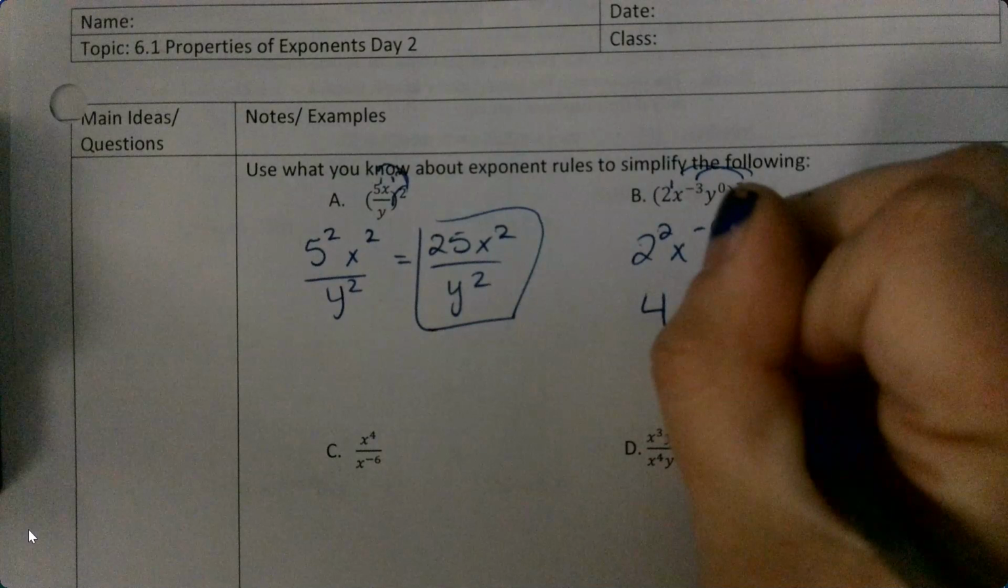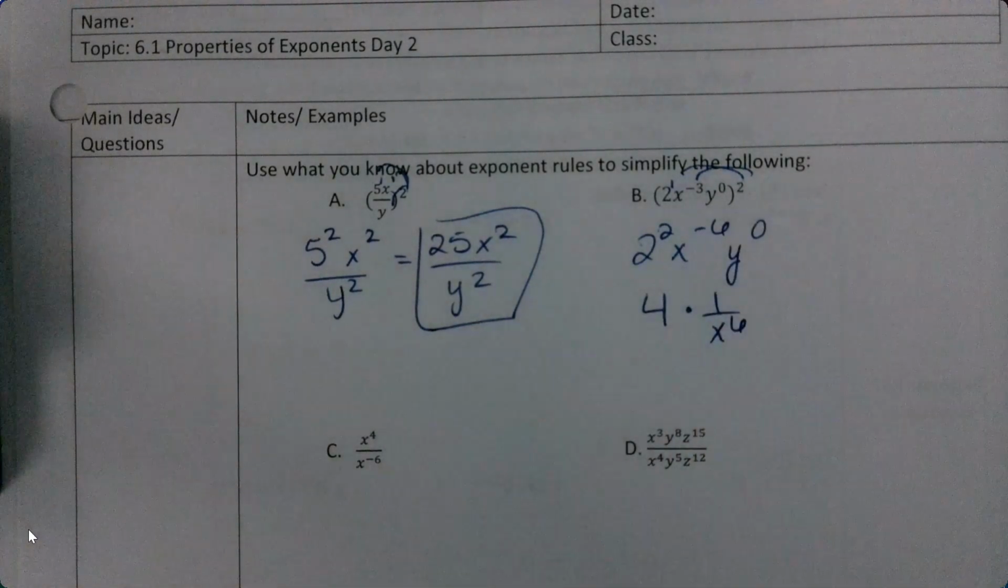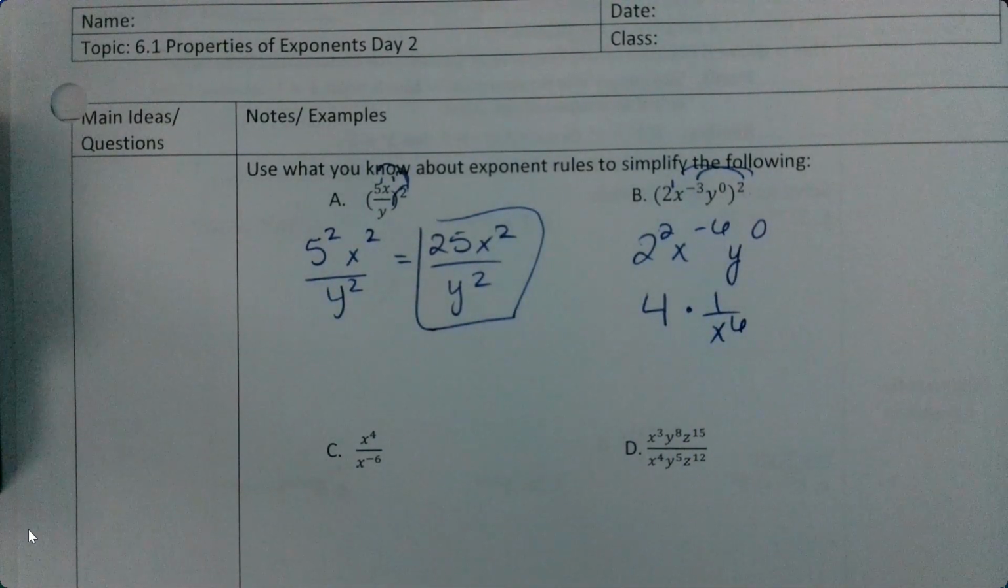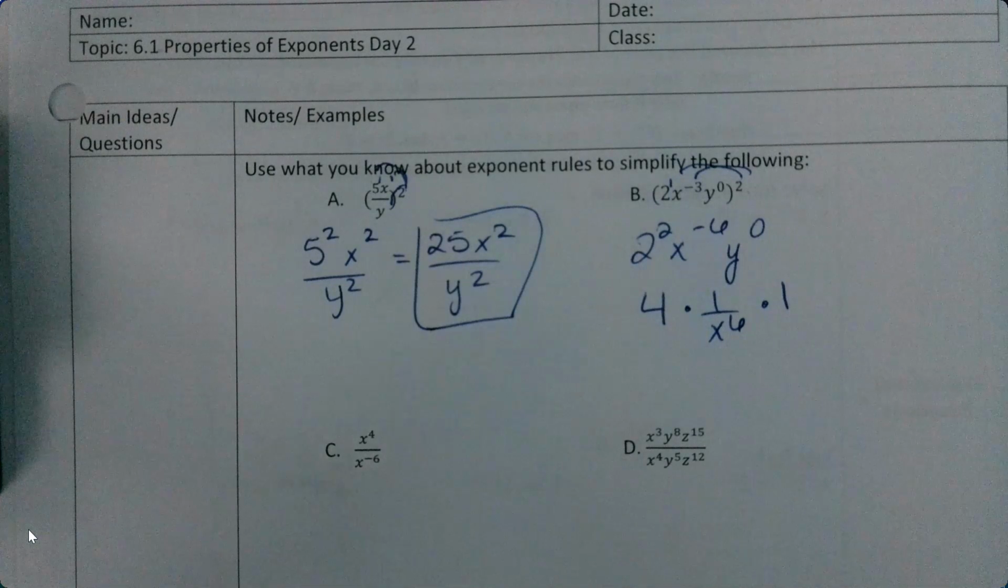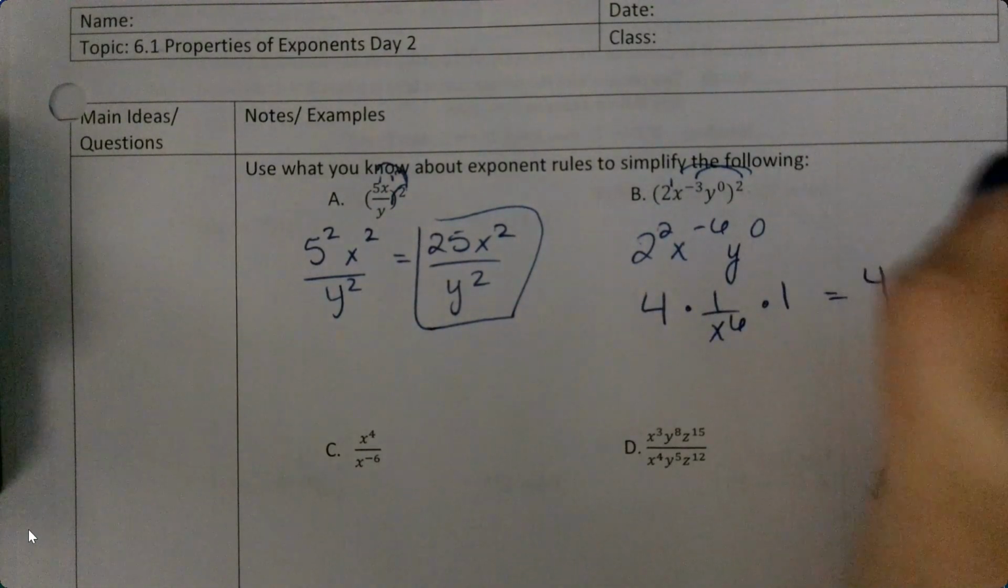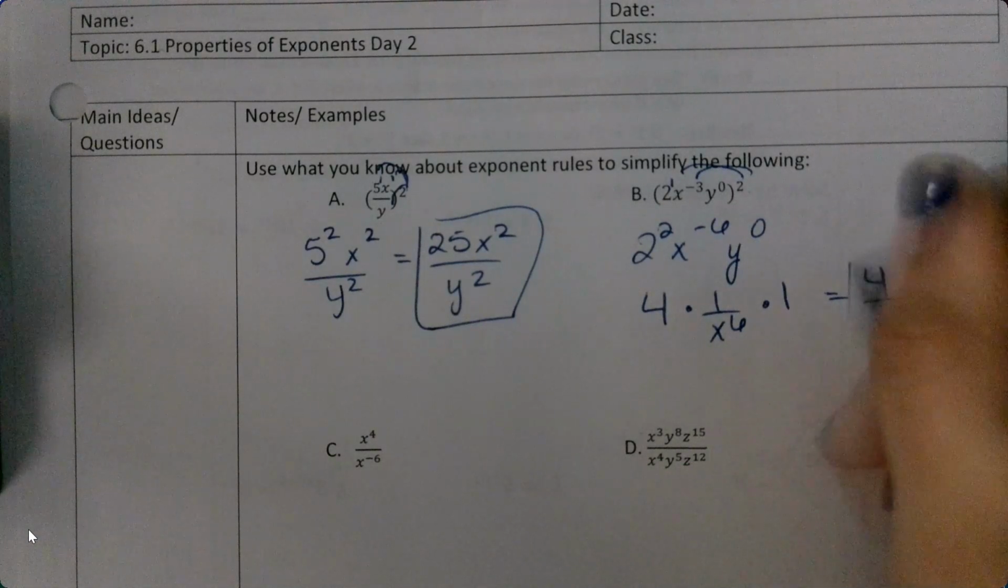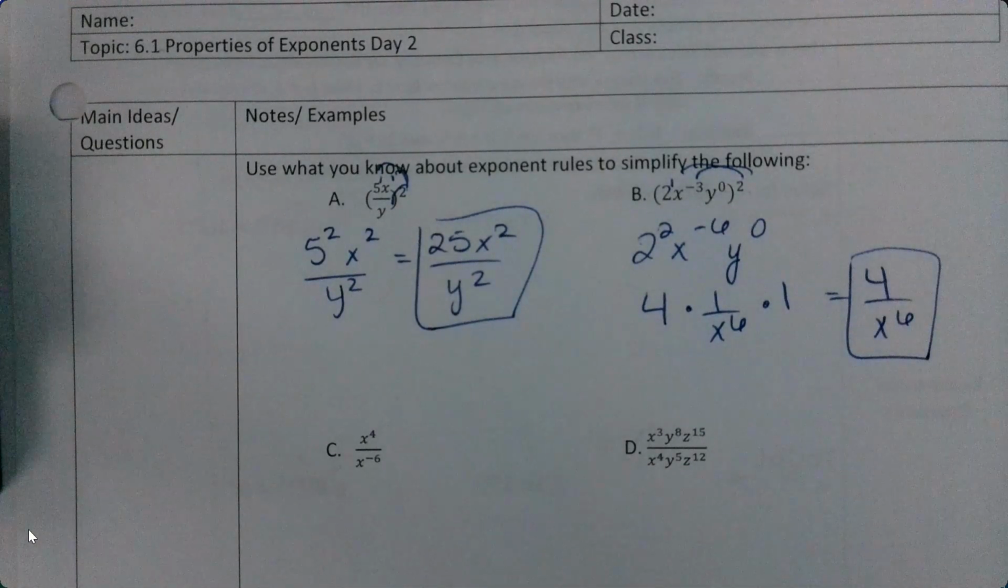And then the x to the negative 6 does what? 1 over x to the 6. And then y to the 0 is 1. Alright. And then I just want to simplify from here. So 4 times 1 is... So I have 4 on the top and x to the 6 on the bottom. Questions on B.